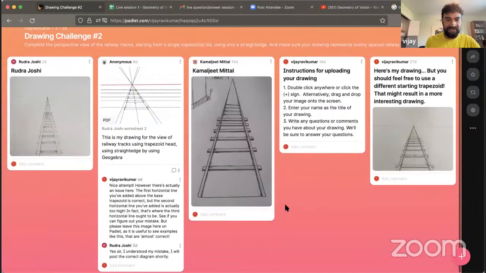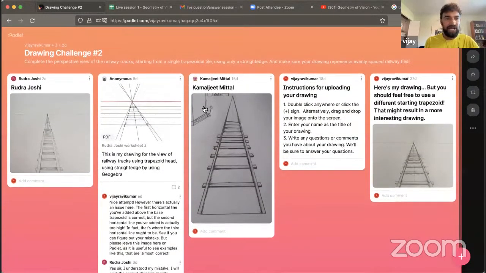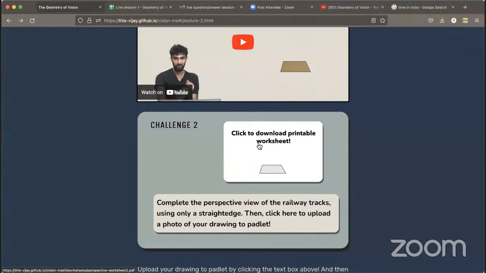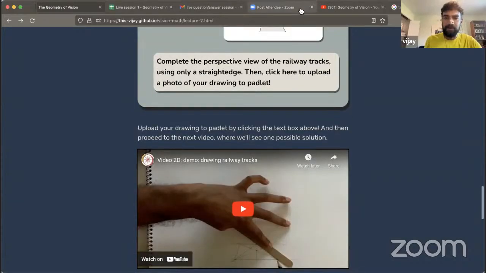And again here, great. So Rudra, for example, you submitted your first attempt, there was a mistake, but it was an interesting mistake. And it looks like you fixed it in the second one. So that's great. If everyone can just try each of these drawing challenges, that'll be great. Because I feel that working with your hands, that's when you start to really understand what's going on. So, okay, I'll stop.